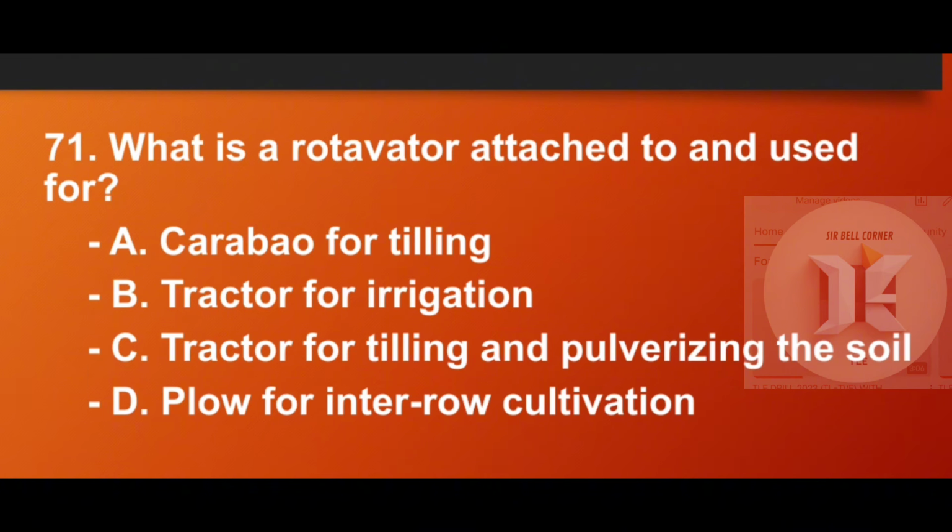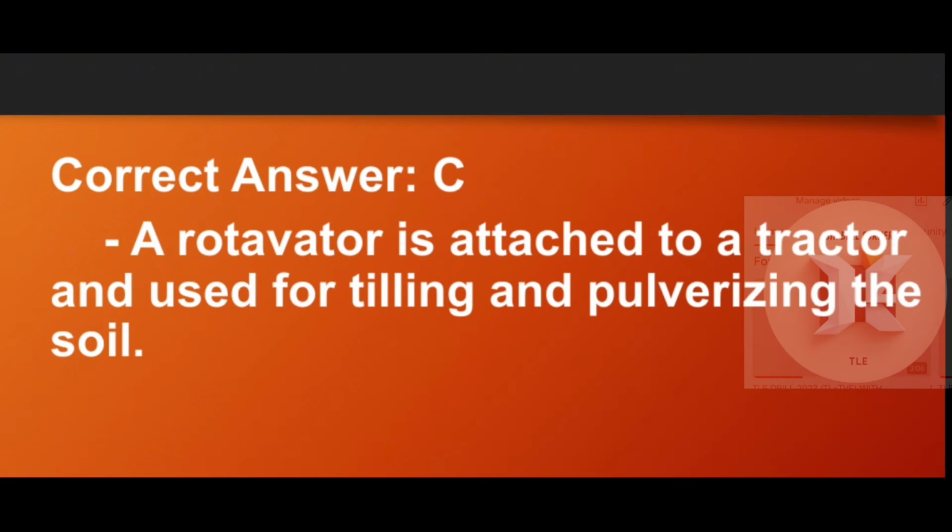71. What is a rotavator attached to and used for? A. Carabao for tilling. B. Tractor for irrigation. C. Tractor for tilling and pulverizing the soil. D. Plow for inter-row cultivation. Correct answer. C. A rotavator is attached to a tractor and used for tilling and pulverizing the soil.